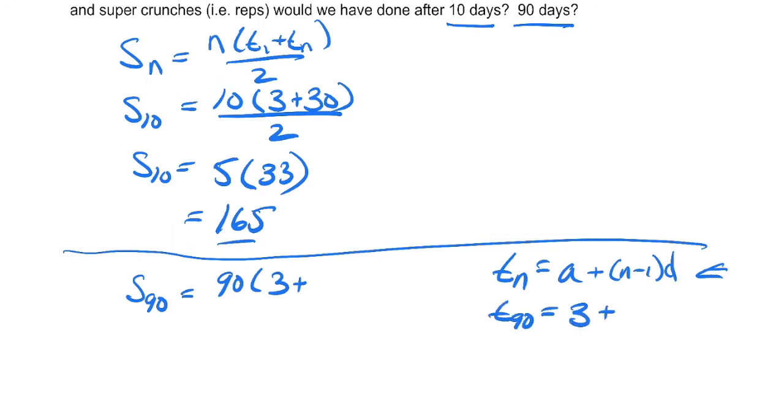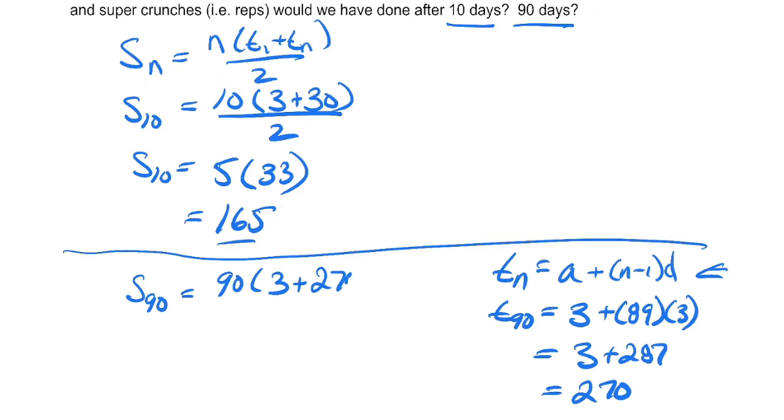First term was 3, so n minus 1 is 89. So 90 minus 1 is 89. We have a common difference of 3. So in this case, this is going to be 3 plus 90 times 3, which is 270, minus 3, which is 267. And we see that at the 90th day, which kind of makes sense, we've done 270 reps altogether.